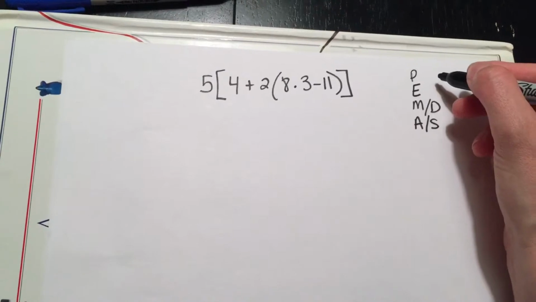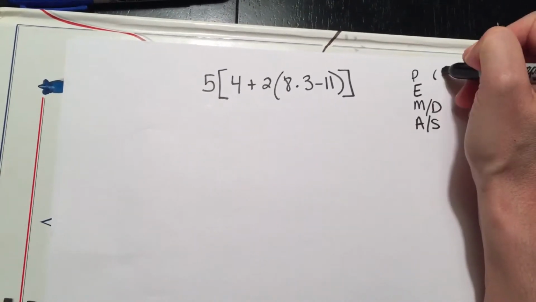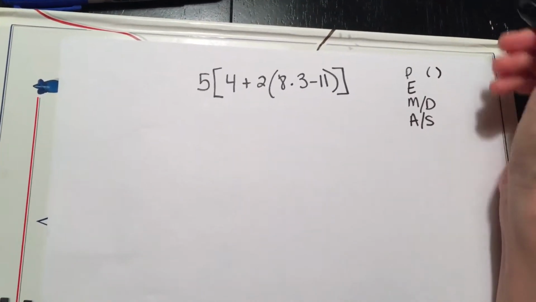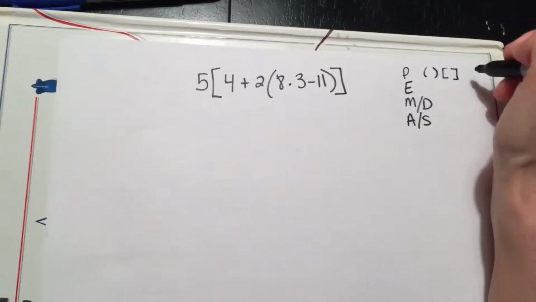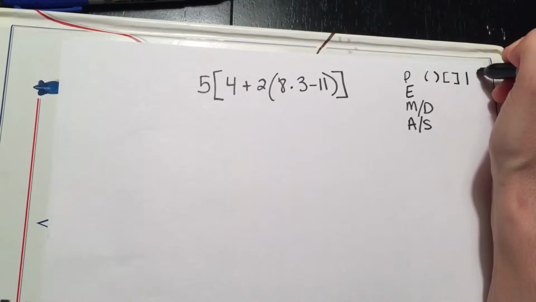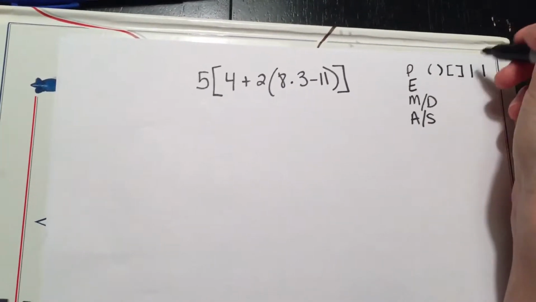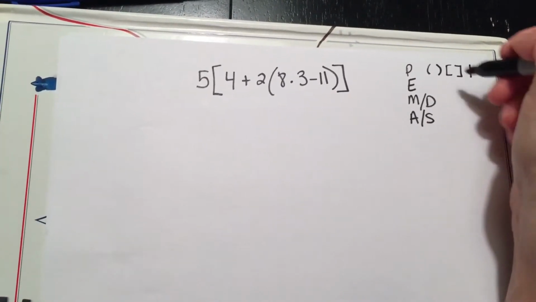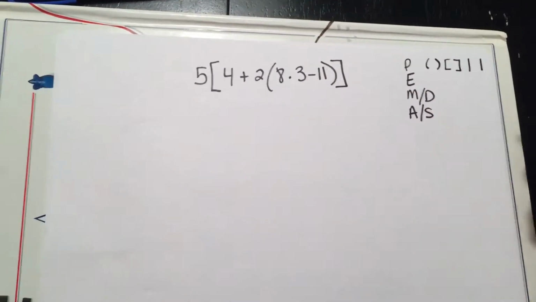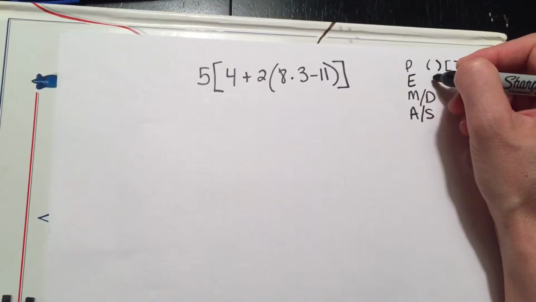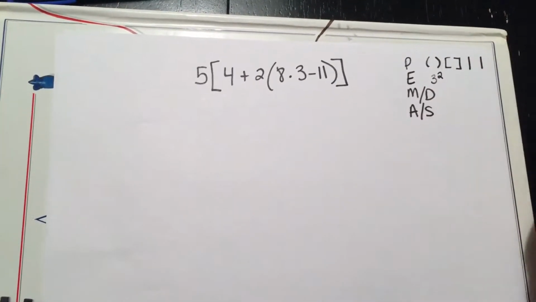So with parentheses, we're going to consider a traditional parenthesis. We're also going to consider a bracket as parentheses, and we're also going to consider absolute value symbols as parentheses. So we actually call these grouping symbols. So first we're going to do parentheses, then we're going to do exponents. This would be like 3 squared.